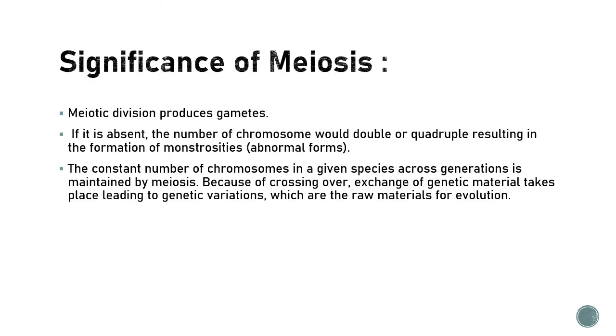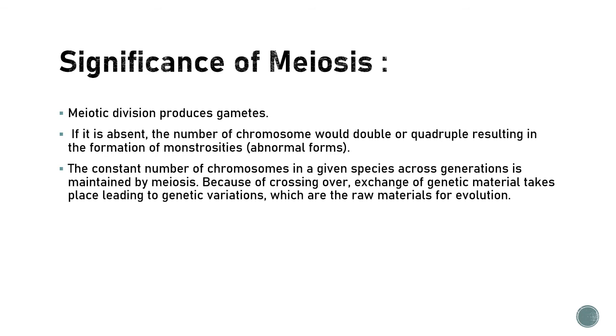Now, what is the significance of meiosis? The first is that meiotic division produces gametes. Remember, meiotic division happens only in diploid cells at the time of gamete production. So after completion of meiotic division, most of the time gametes are produced. If it is absent, the number of chromosomes would double or quadruple, resulting in the formation of abnormal forms.